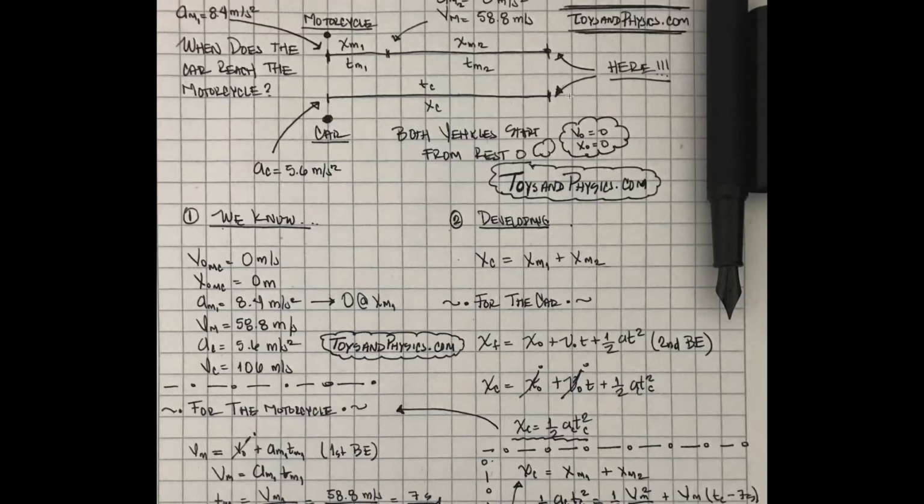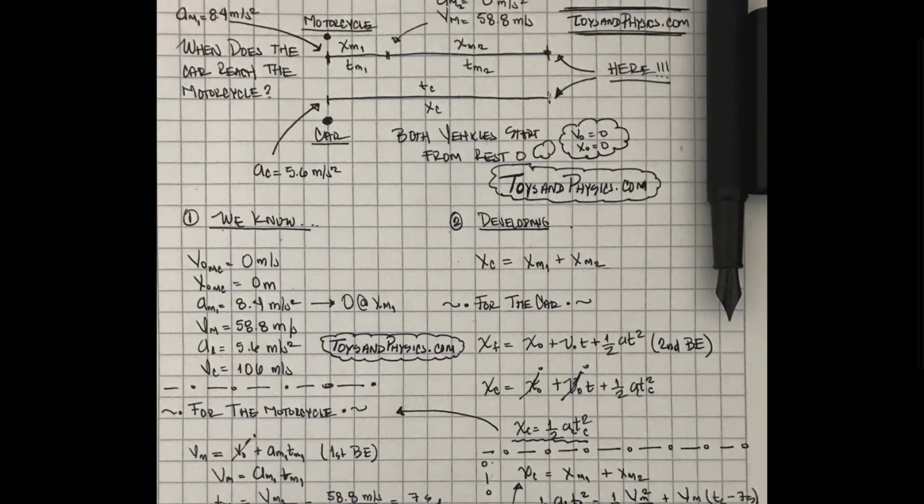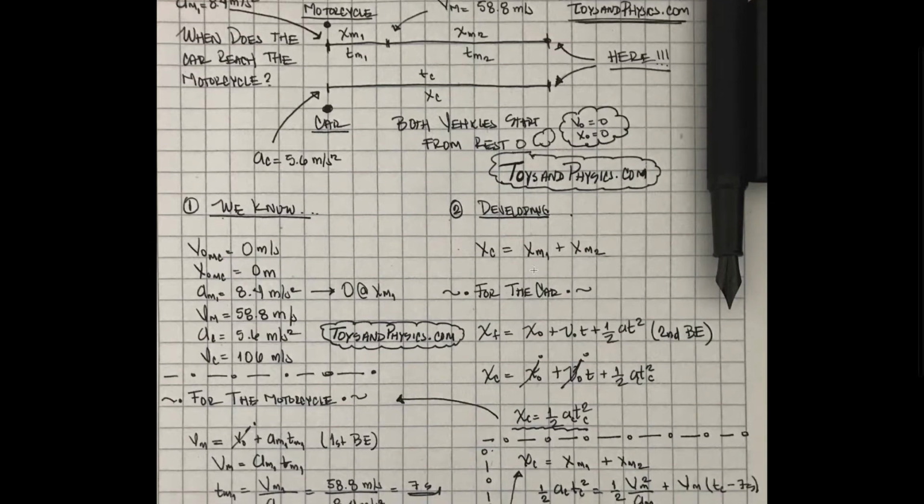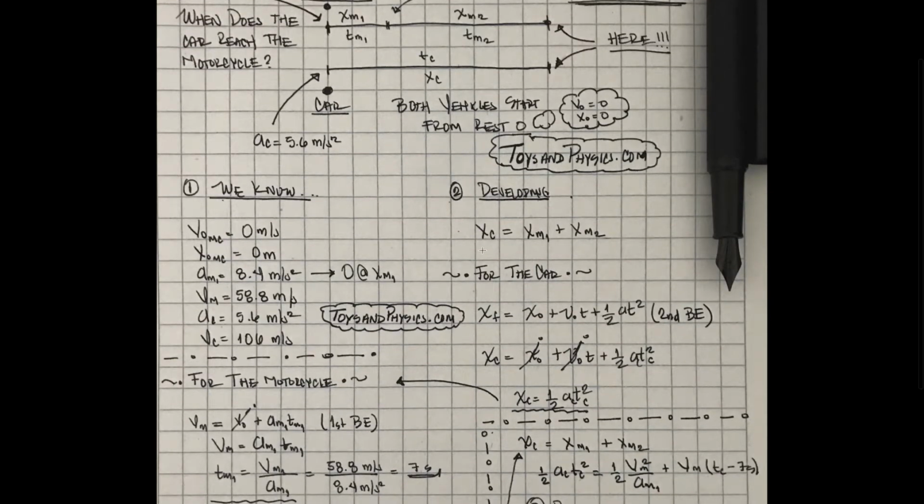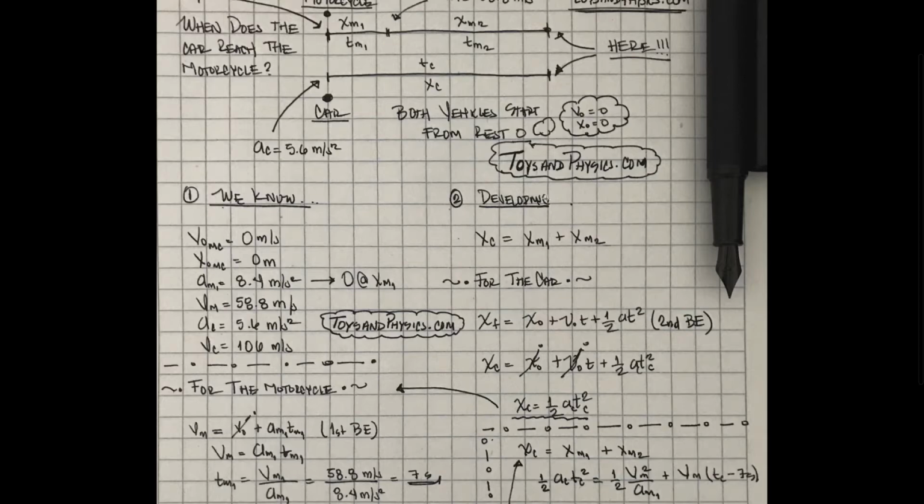The timing for the car to reach this spot on the x-axis, right? So we know that xc equals xm1 plus xm2, because that's pretty much the same distance that both vehicles go until they are at the same x position, not necessarily the same spot, because two bodies could not do that at the same time. But you understand what I'm saying here.